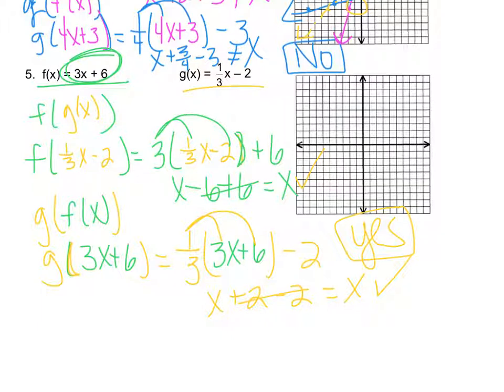So let's look at function f. These are both linear, so I'm going to use slope and y-intercept. You could also plug it in the calculator. It's crossing the y at 6, up 3, right 1, down 3, left 1, and then function g crosses the y at -2 and going up 1, right 3.